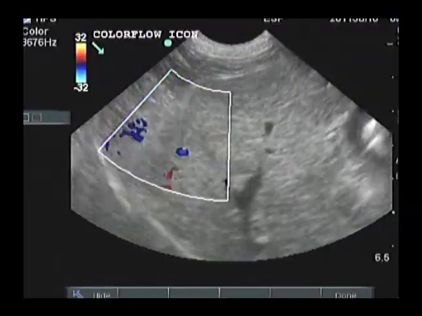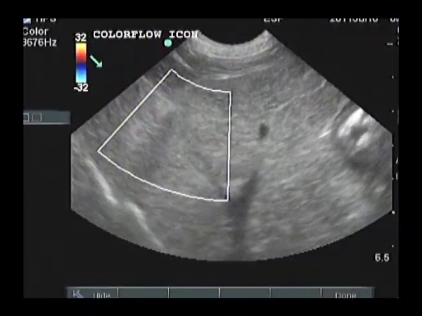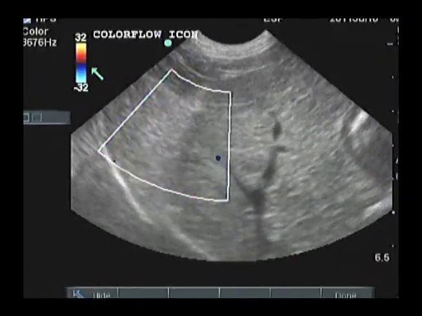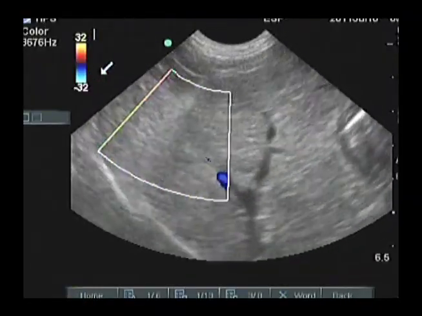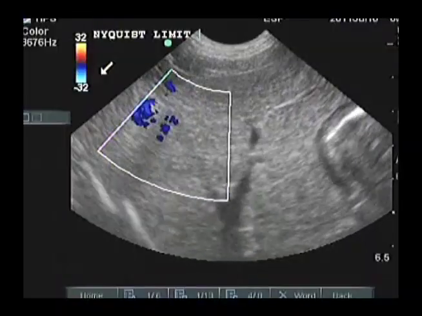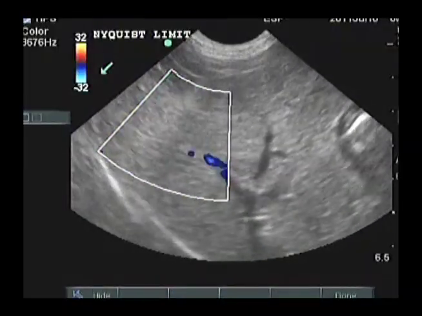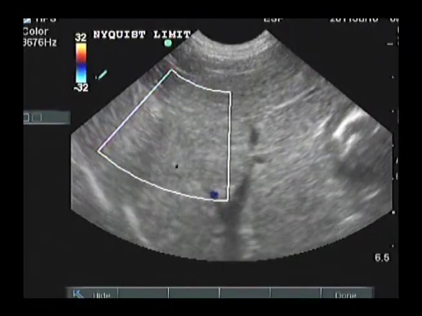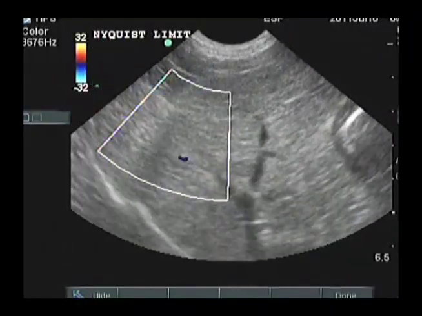The icon shows that upward movement is red and downward movement is blue. The icon also shows the current Nyquist limit as a number in centimeters per second at the top of the red bar and the bottom of the blue bar.